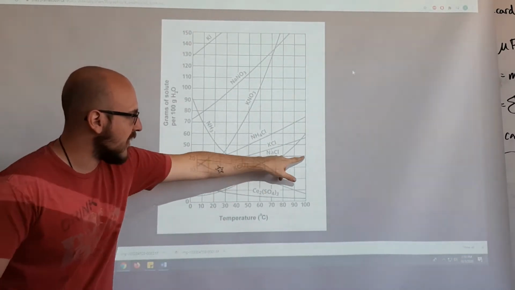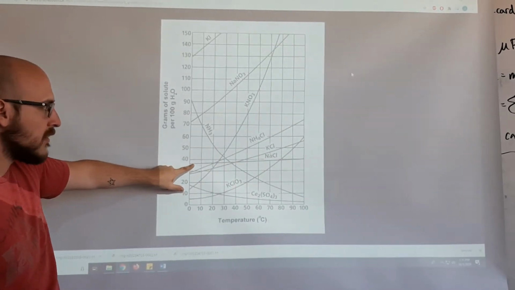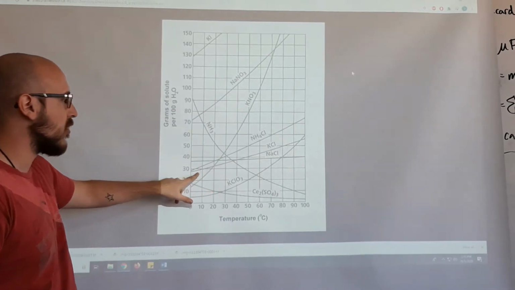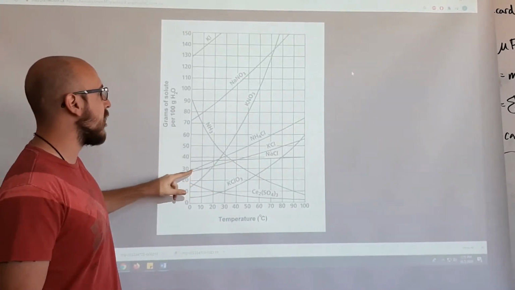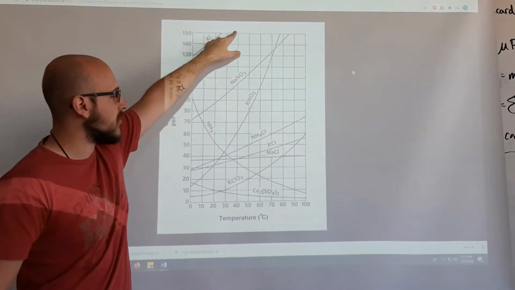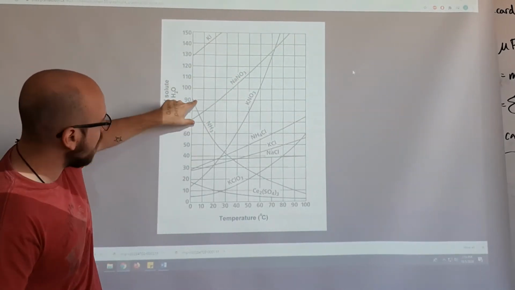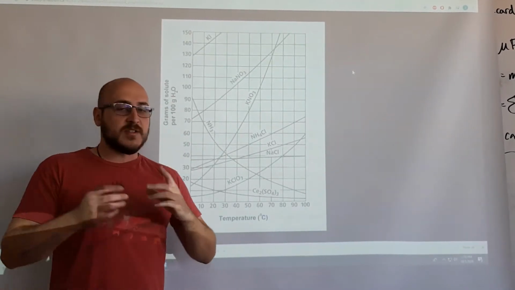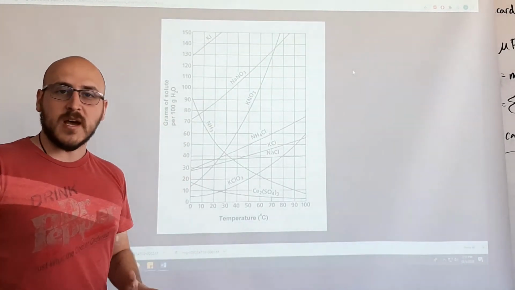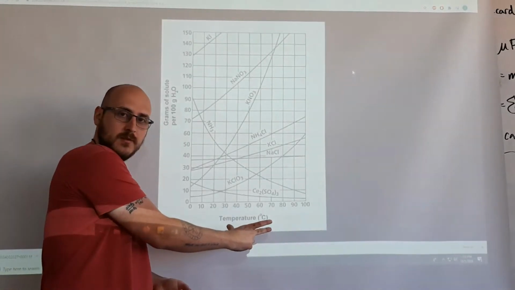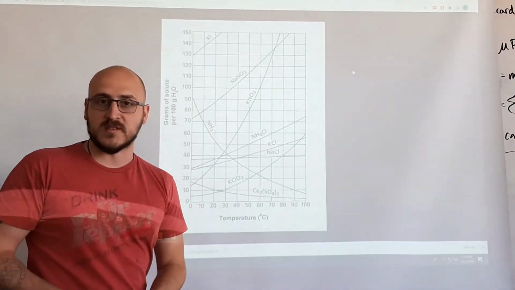Like NaCl, this line right here is salt. All right, KCl, this is potassium chloride, a different ionic compound. And we've got potassium nitrate, sodium nitrate, potassium iodide, ammonia is this one that's going down, kind of a weird one amongst them. All right, so as a general trend, most of the time when you're dissolving stuff into water, the warmer it is, the more you'll be able to dissolve in.